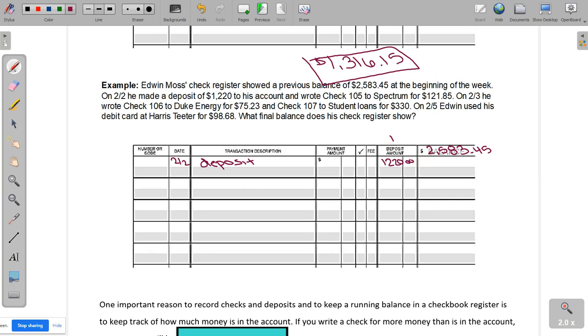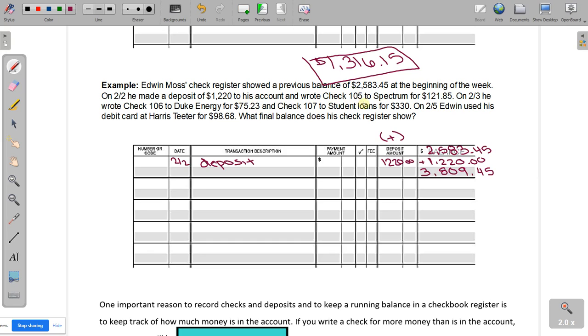So deposit we are adding. So $1,220. So we are adding that together. So we're going to take $2,583.45 and add $1,220, and we get a new balance of $3,809.45. So that was his deposit.